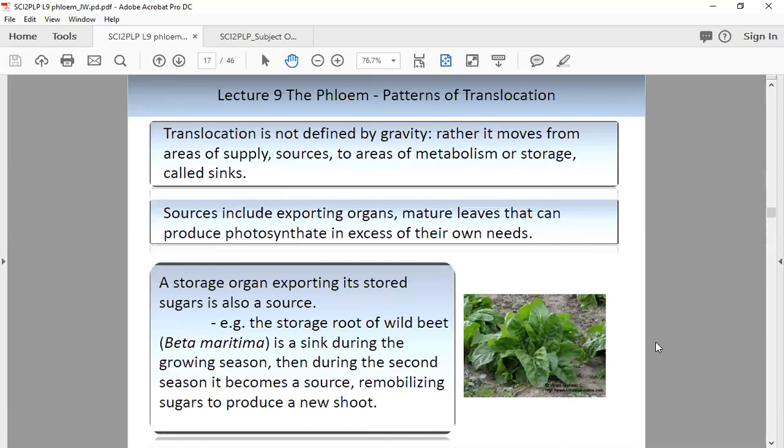All right, so we're talking about sources. What part of a plant would act as a source? What do you think can act as a source? So all we've got here so far is mature leaves. Any idea? Senescing, yeah, actually that's a good one. Senescing leaves do act as a source, yes, before they completely drop off.